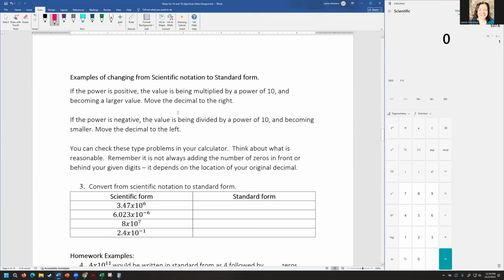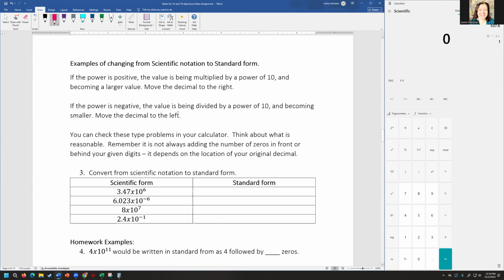Okay, so now we're going to do the opposite. We're going to take numbers that are already in scientific notation and we're going to practice moving them back to standard form. So this is the rule of when do I move to the right versus when do I move to the left. You might have learned that in previous classes.